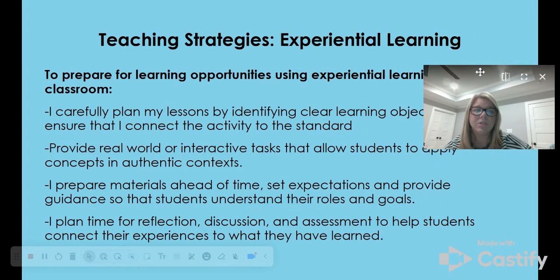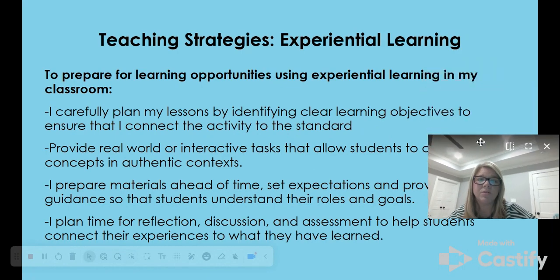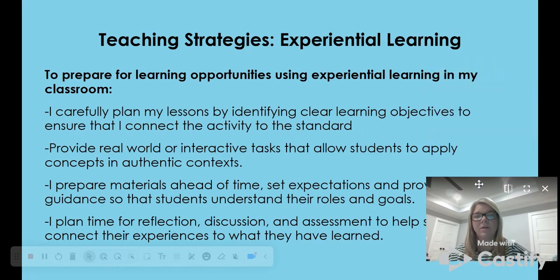Teaching strategies for experiential learning. To prepare for learning opportunities using experiential learning in my classroom, I carefully plan my lessons by identifying clear learning objectives to ensure that I connect the activity to the standard.